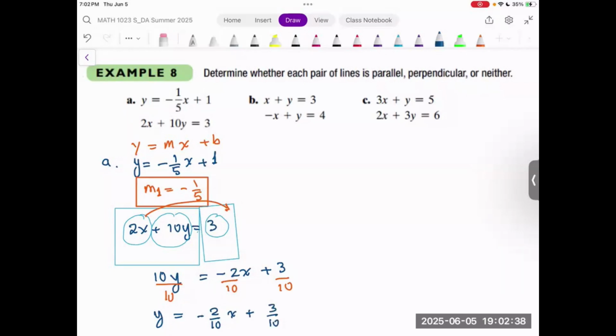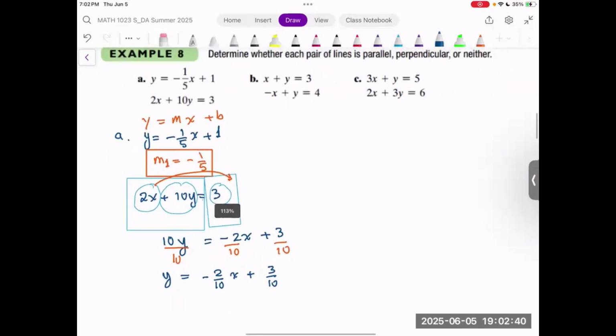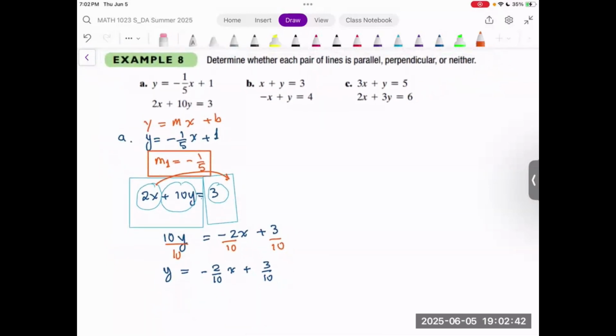So I am interested, by the way, in m2, which is the number next to the x, correct? Which is equal to -2 over 10. However, I need to simplify it. -2 over 10, I can divide both of them by 2, right? Simplifying by 2, 2 divided by 2 is going to be 1, and 10 divided by 2 is going to be 5. So this is the second slope, m2, right?